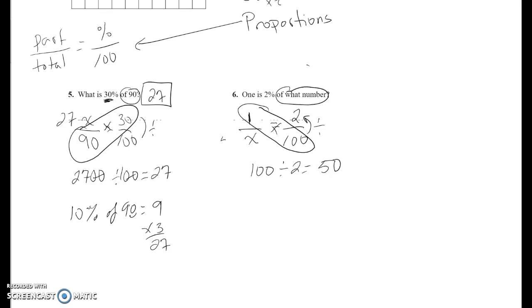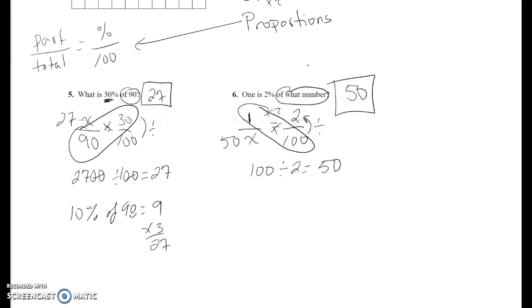So our 1 is 2% of 50. This would be 50. All right. You could have also seen that 1 times 2 equals 2, and you'd have to figure out what times 2 equals 100, which is 50. Both of those work. Okay.